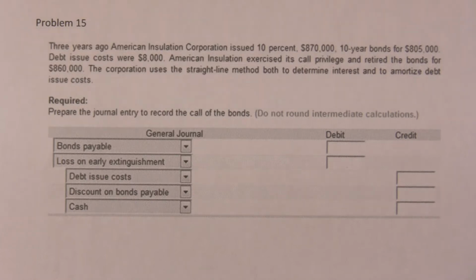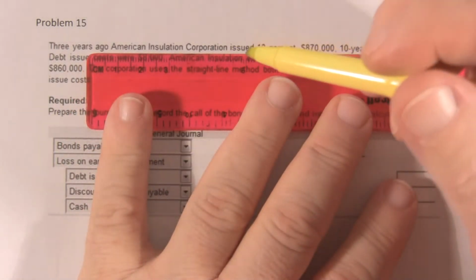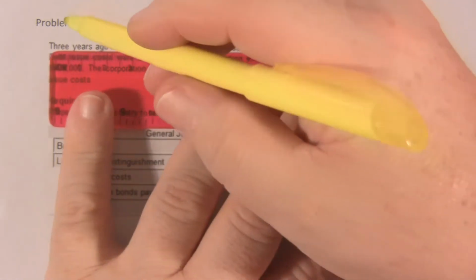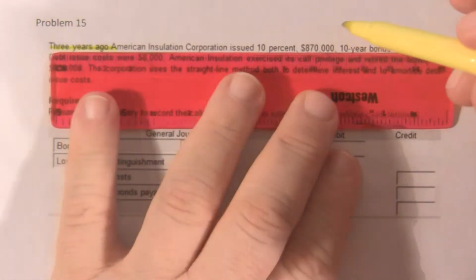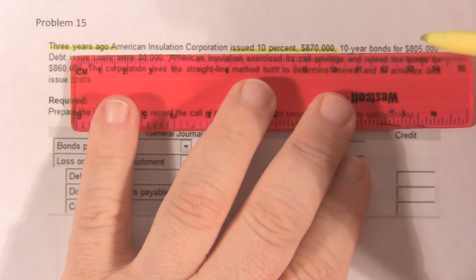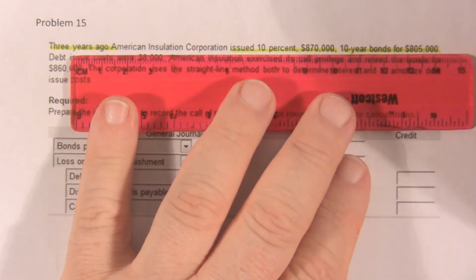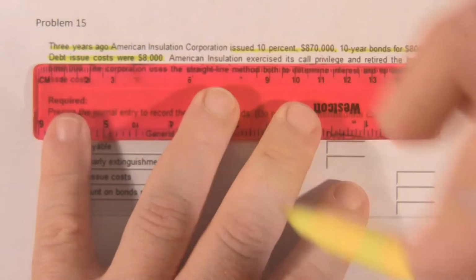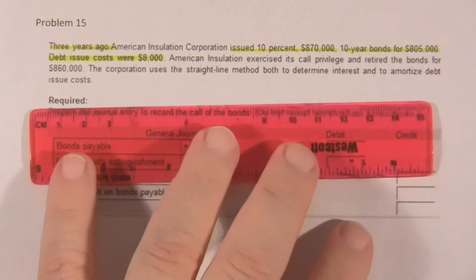Okay, let's take a look at this company. They issued, 3 years ago, 10% bonds, $805,000. Debt issue costs were $8,000.